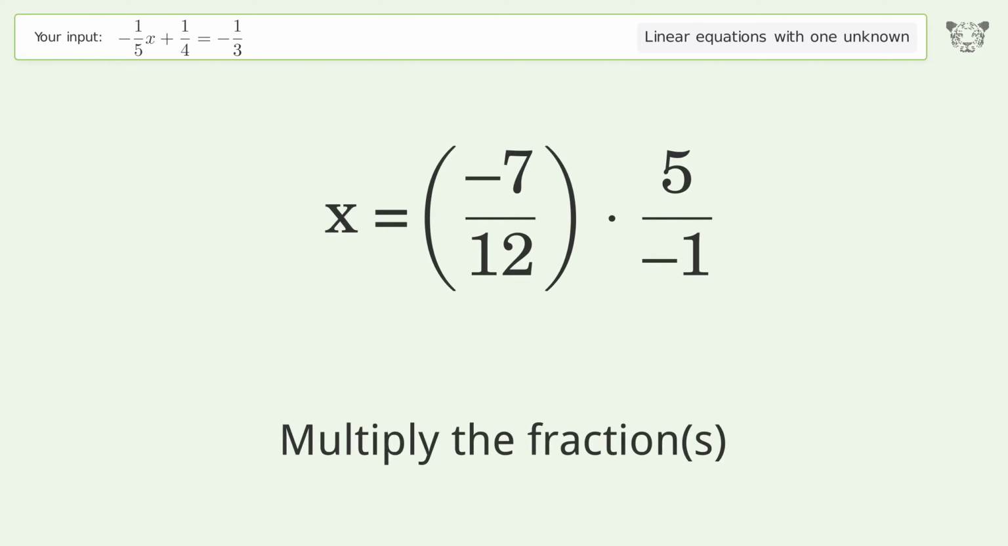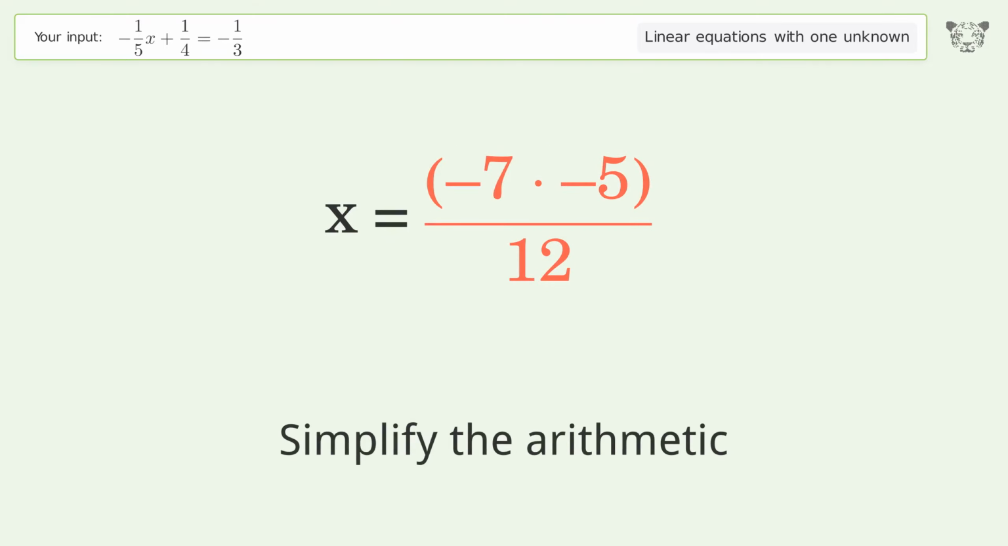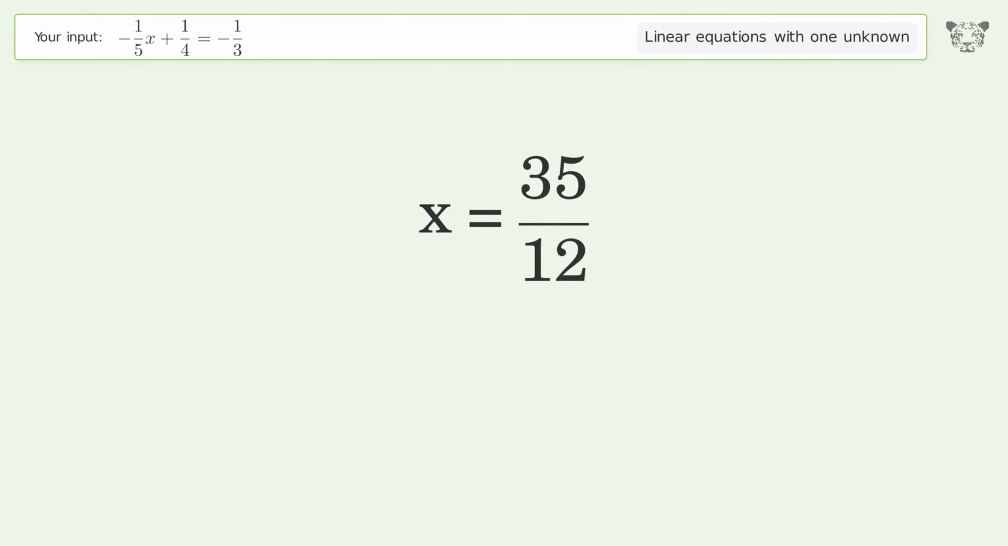Multiply the fractions. Simplify the arithmetic. And so the final result is x equals 35/12.